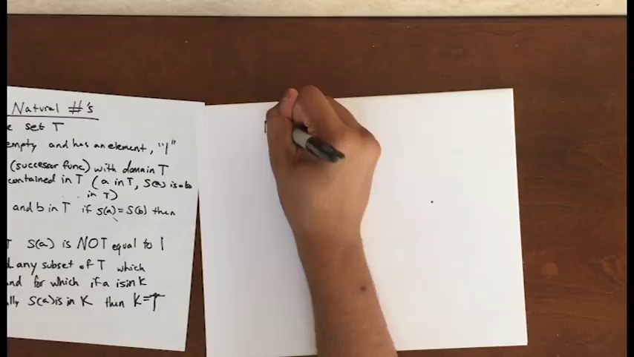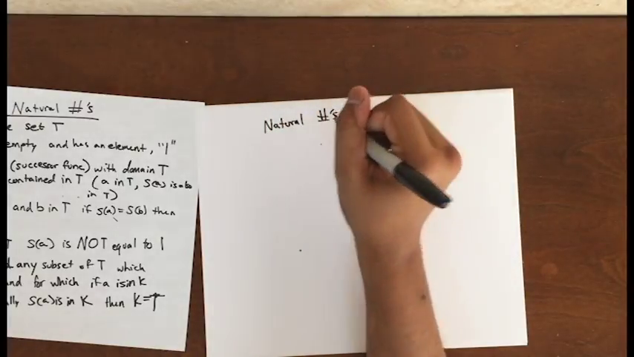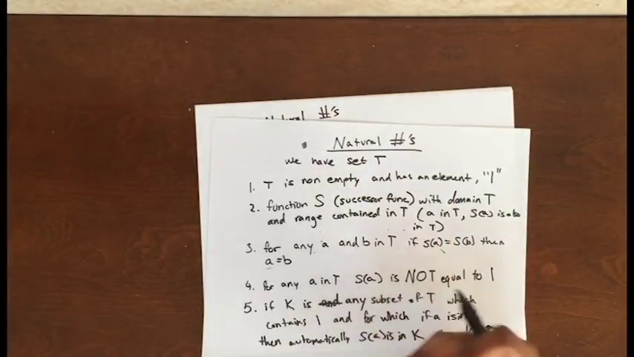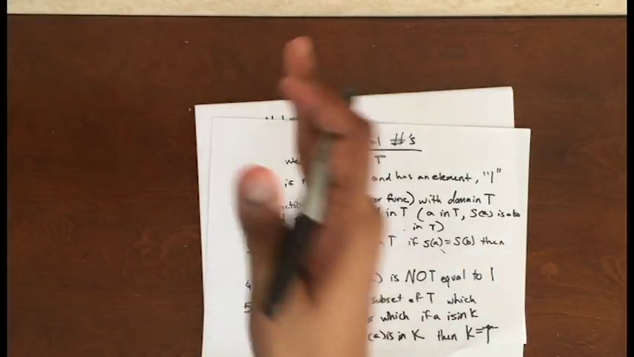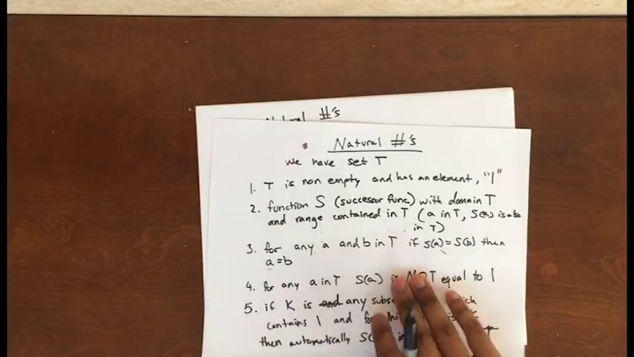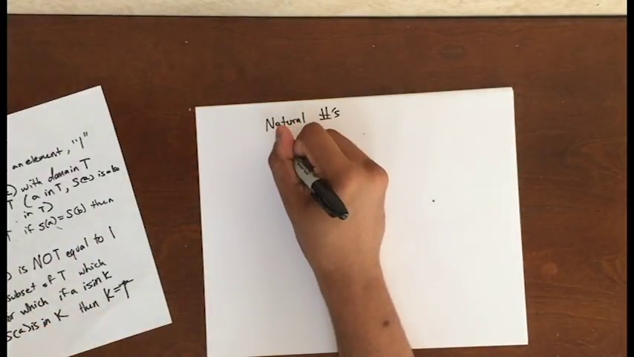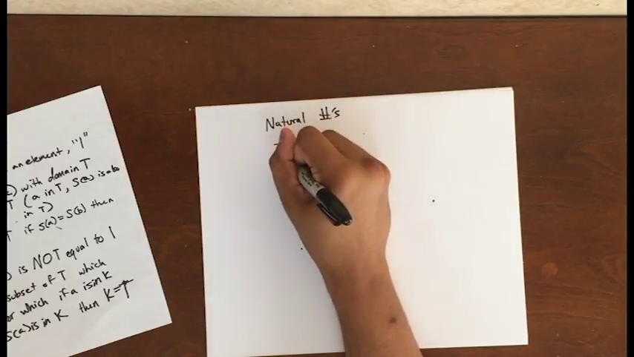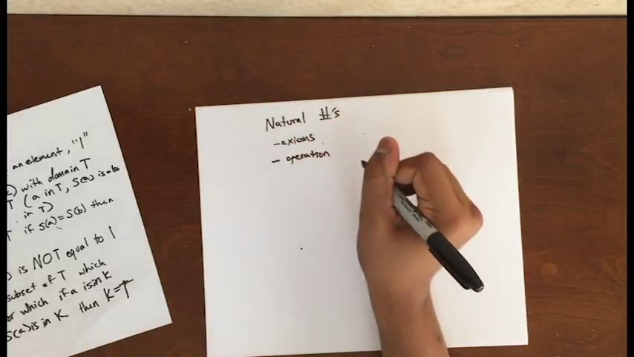So our natural numbers consist of these 5 axioms, which are essentially saying that we're starting at a number 1, and then we're continuously succeeding to further numbers. So we have axioms, and we have operations.